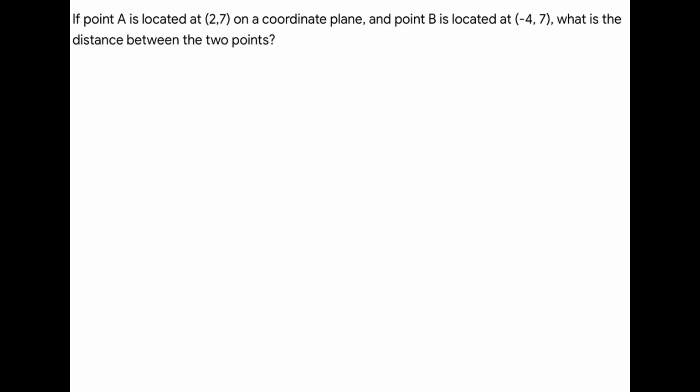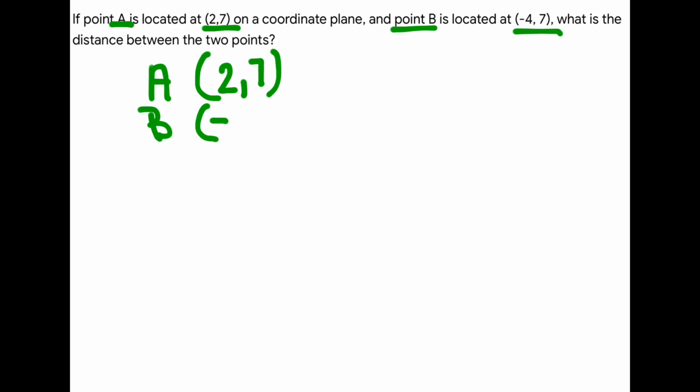If point A is located at 2, 7 on a coordinate plane, and point B is at -4, 7, what is the distance? So what is the same here? Our 7s are the same, so that is what we're crossing out.